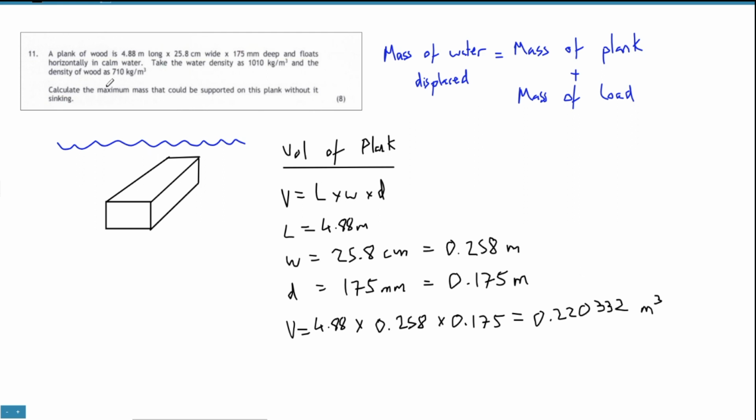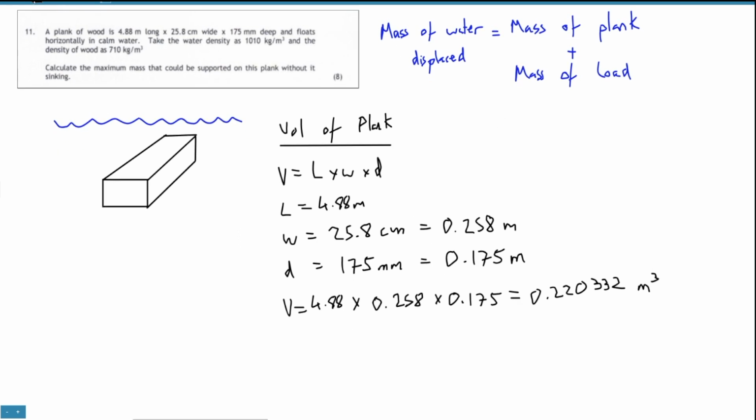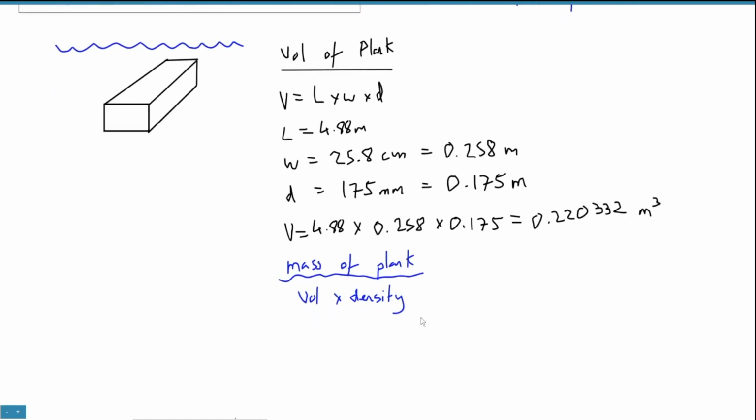And what we want is the amount of water that's going to displace. I might as well calculate the mass of the plank while I'm here, because I'm going to be supporting both the plank and a load. So let's get the mass of the plank as well. The mass of the plank is going to be its volume multiplied by its density. We've got the volume. The density is 710. Let's give it a bit more space.